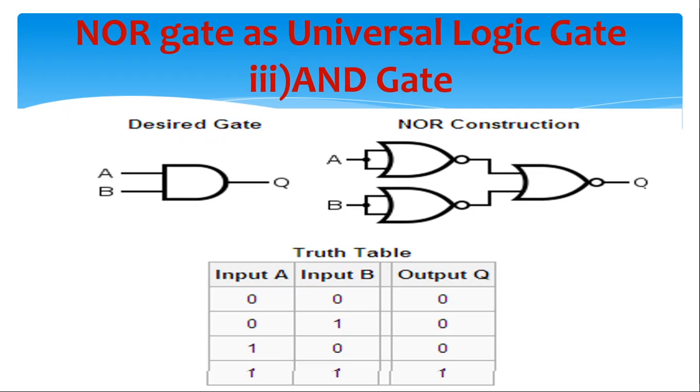Then this table shows the truth table of the AND gate. When A equal to 0, B equal to 0, then output equal to 0. A equal to 0, B equal to 1, then it gives the output 0. When A equal to 1, B equal to 0, then it gives the output 0. And when A equal to 1, B equal to 1, then it produces the output 1. That means it gives the truth table that is equivalent to the AND gate.